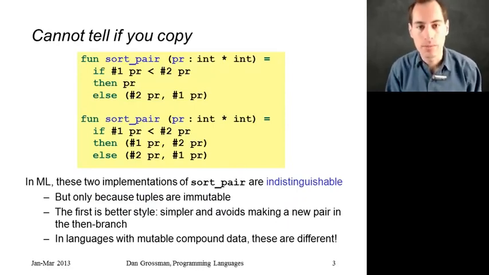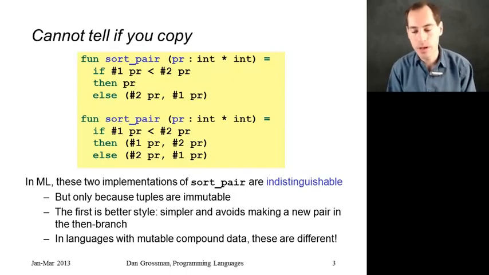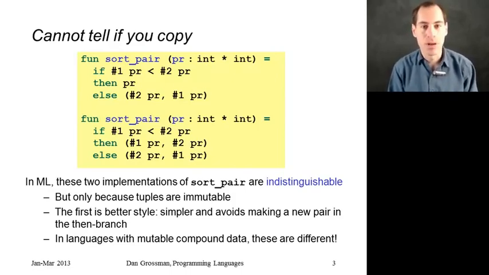Let's start with a somewhat simple example. I've shown you a function that does this before. This is a sort pair function. So it takes an int star int, and it returns an int star int. If you call it with 3, 4, you get back 3, 4. But if you call it with 4, 3, you get back 3, 4, because it always sorts the two things in the pair. So here are two versions of the function.